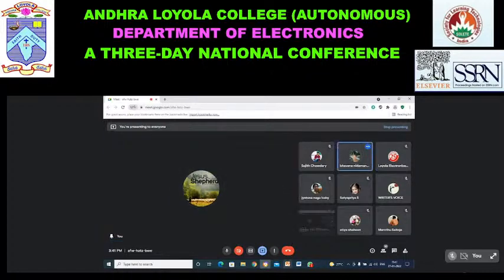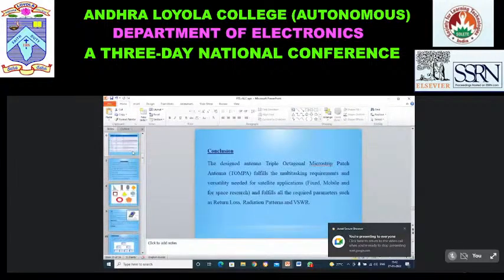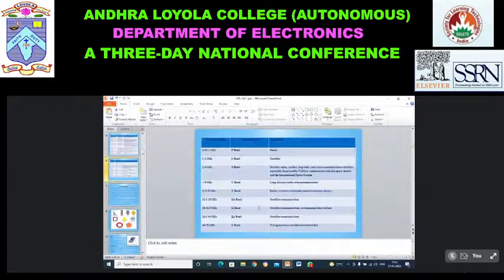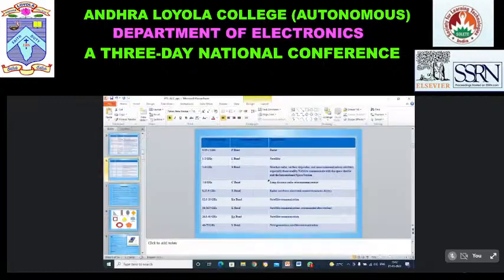Applications of the antenna. It covers these six frequency bands, so we can utilize it for these band applications. If we search the FCC manual, each frequency has some particular application. Our designed antenna can be used for that particular application.